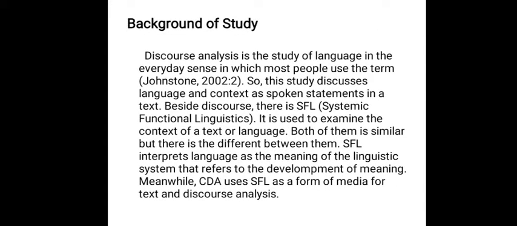Beside this course, there is SFL, Systemic Functional Linguistics. It is used to examine the context of a text or language. Both of them are similar, but there is a difference between them. SFL interprets language as the meaning of the linguistic system that refers to the development of meaning. Meanwhile, CDA uses SFL as a form of media for text and discourse analysis.